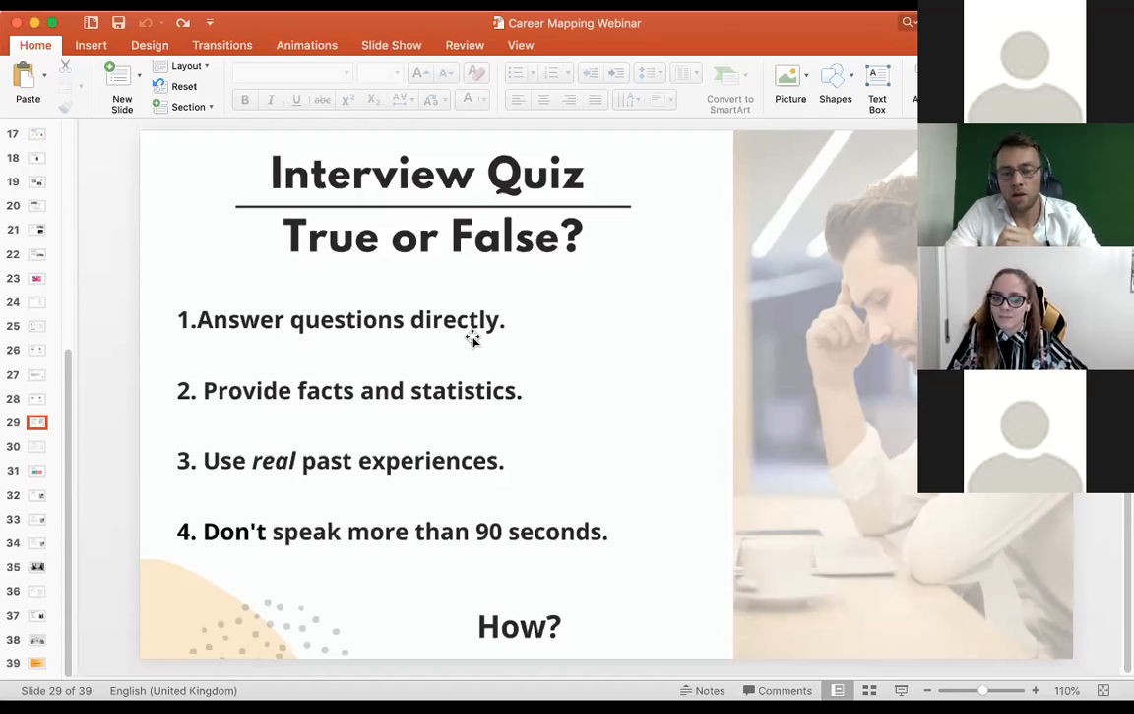If you are a top executive, if you're going for very high positions, the questions will be very detailed and you'll need to speak for more than 90 seconds. You'll need to give a lot of detail, a lot of facts and statistics, evidence. If you're going for a lower or entry-level position, then 90 seconds may be sufficient. Okay?